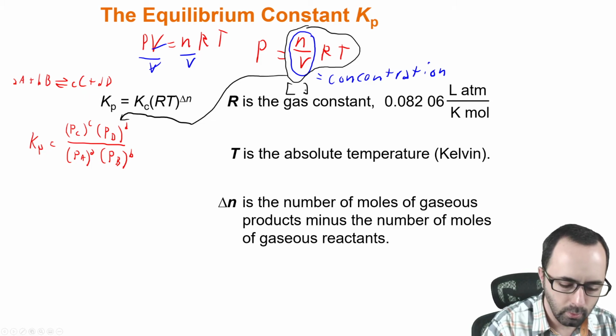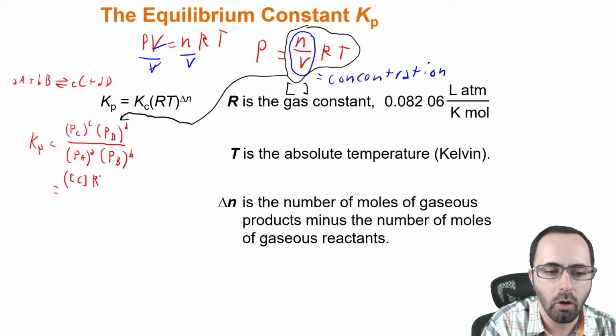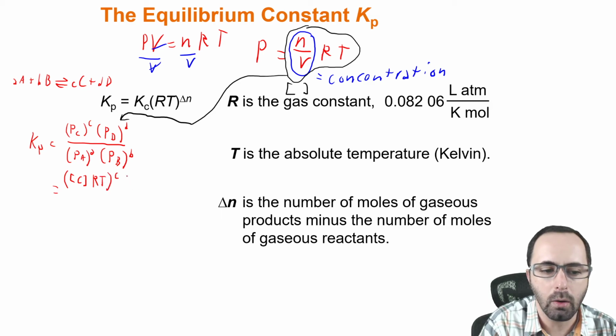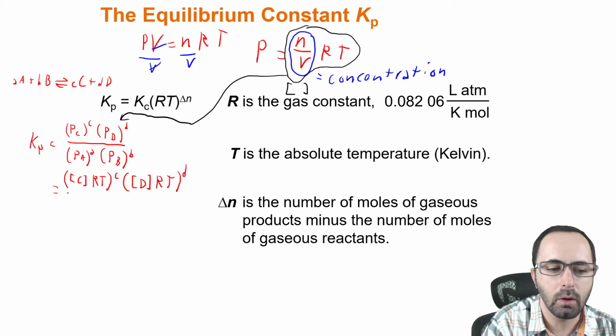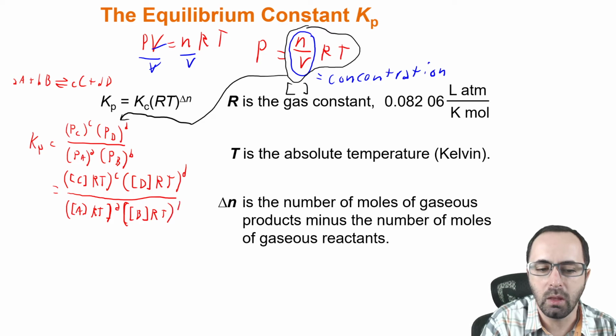We plug that in now. So this is going to equal the concentration of C times RT to the little c power, times the concentration of D times RT to the little d power, over the concentration of A times RT to the little a power, times the concentration of B times RT to the little b power.